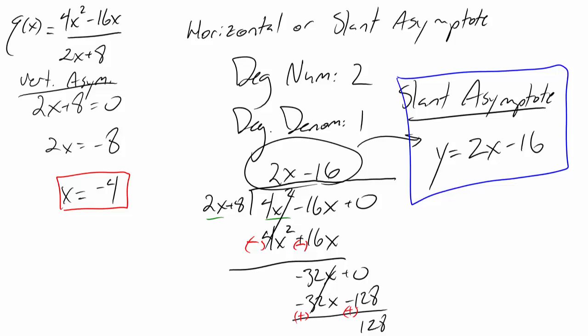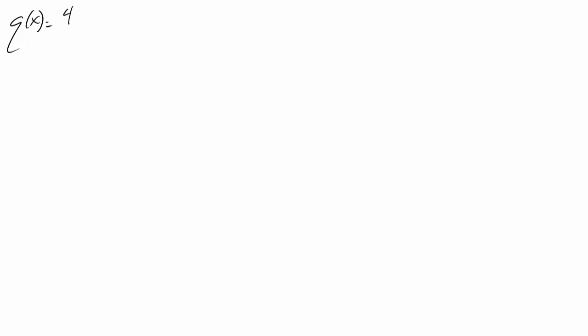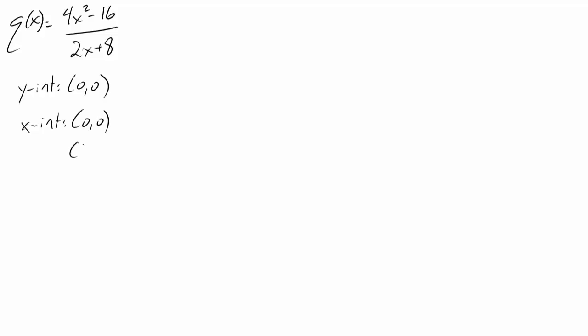Now what we're going to do is put all of those pieces together that we've found so that we can sketch a graph. And so we had our function here again, just as a reminder, was 4x squared minus 16 over 2x plus 8. We found a y-intercept of the origin, the point 0, 0, which is also an x-intercept. And we had another x-intercept at the point 4, 0.